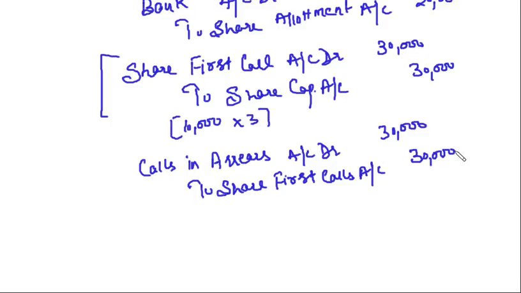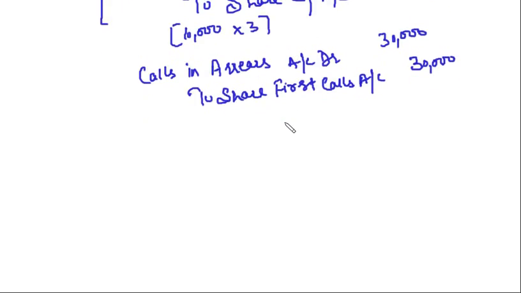Now what happens when X has failed to pay the call money? We haven't called for the second call. The second call has not been made by the company. Why I have given you this line, I will tell you. The company called for the first call and X failed to pay the first call. We posted the entry as calls in arrears account debit to share first call. So calls in arrears to the extent of 30,000 rupees is there in the books.